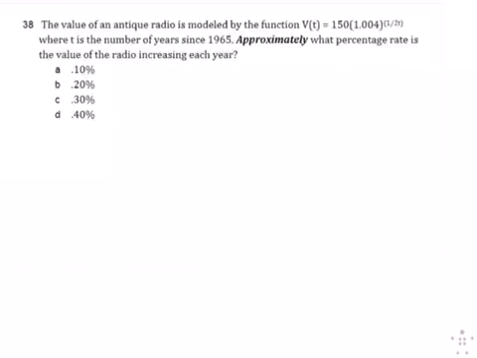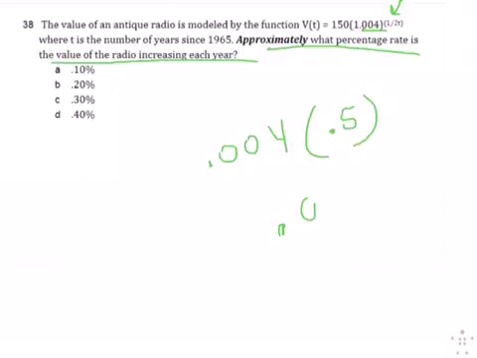So in this problem, to find approximately what percentage rate the value of the radio is increasing each year, we need to take the 0.004 and multiply it by the 1/2. So we're going to do times 0.5. When we do that, we get 0.002. And to change that to a percent, we move the decimal place 2 places to the right. And we get 0.2, or 0.20%, which is answer choice B. And we're done.